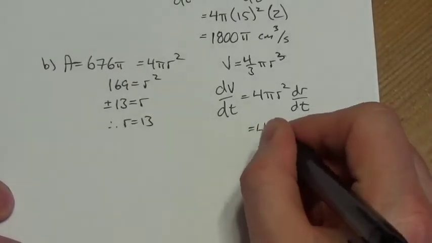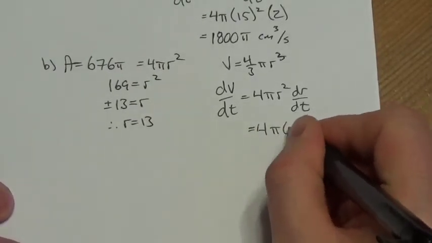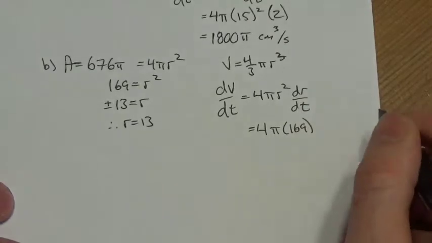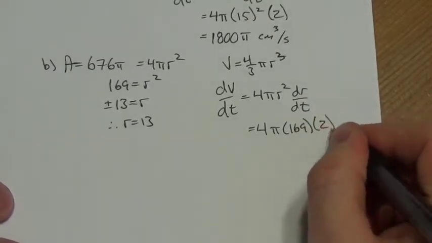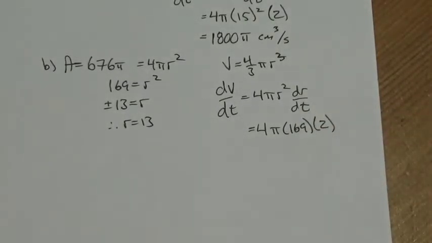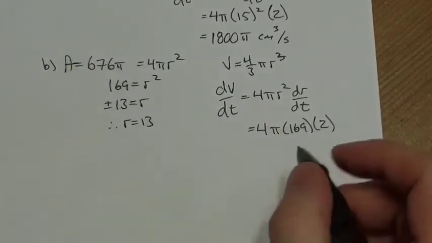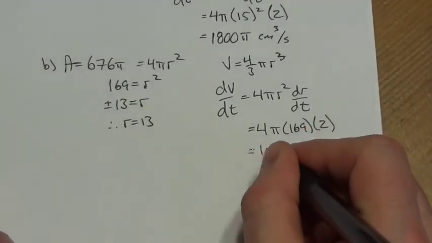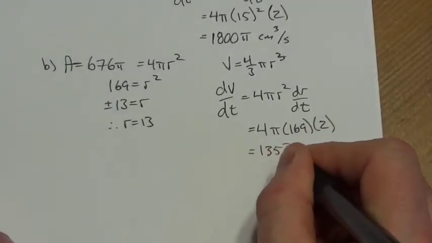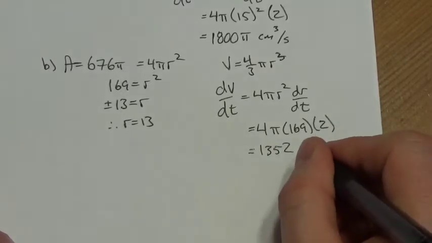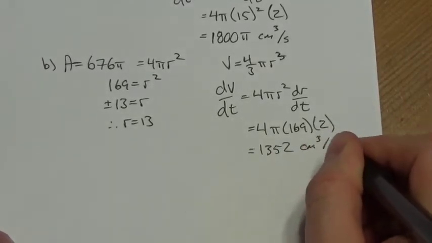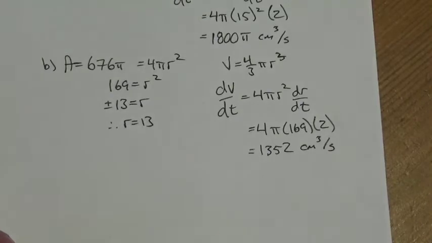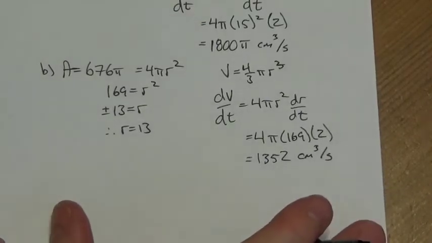So now I can pull it in here, 4 pi, and I'll just put in 169, because I know that's what r squared is going to be. And dr by dt was 2, so 169 times 8 will be 1,352. This will be centimeters cubed per second. Okay, there you go.